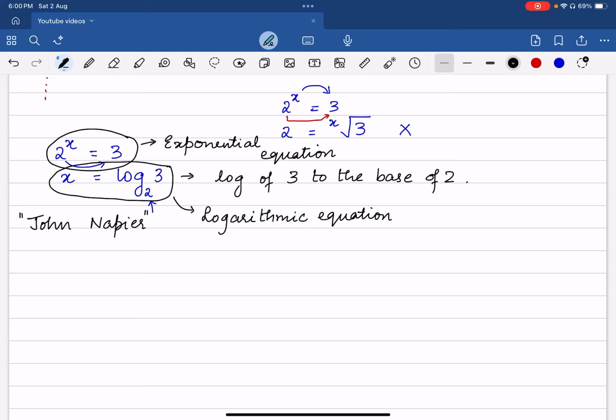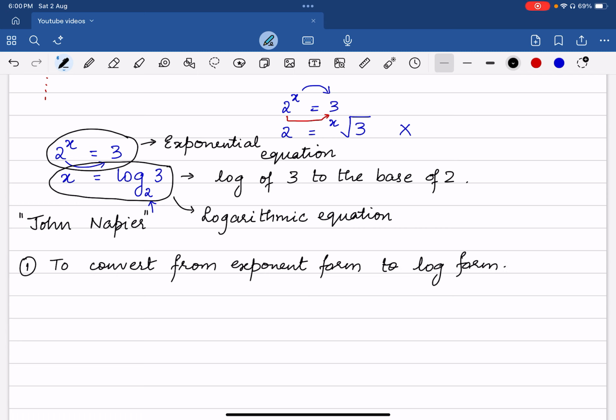Yeah. So one thing is to convert from exponent form to log form. Something very basic that we should be able to work out when we are dealing with logarithms. This is one skill that we all must possess.